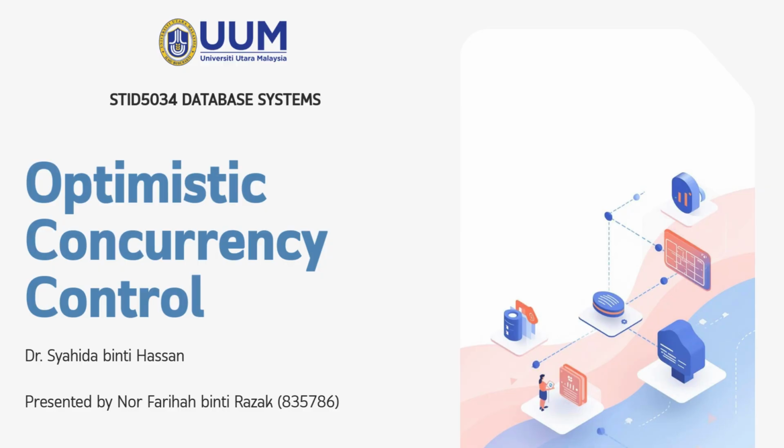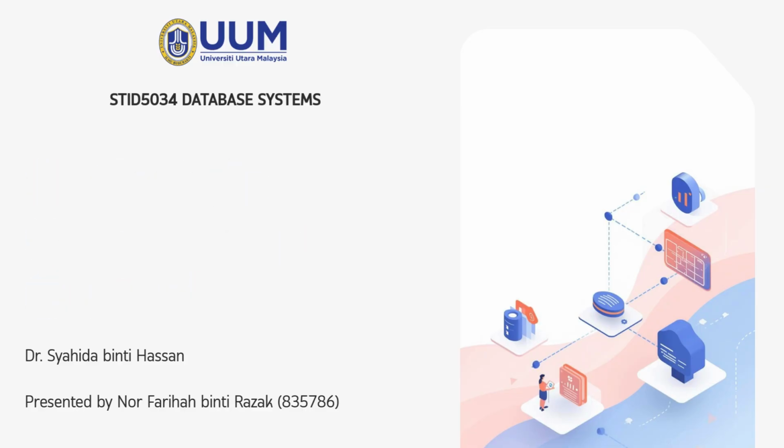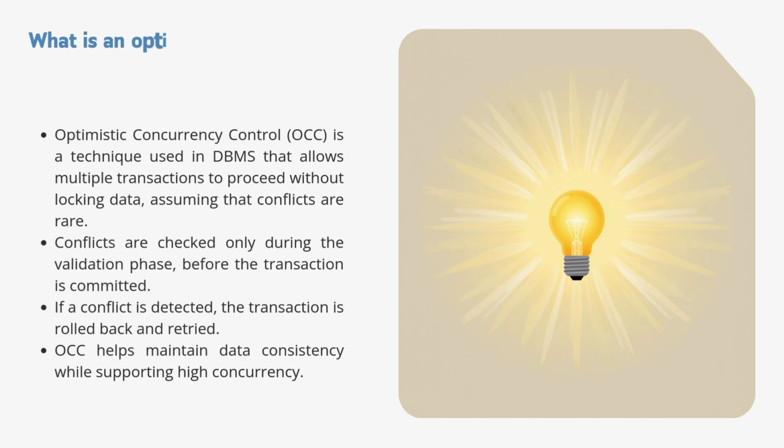Today I will be presenting a topic under chapter 5, which is Optimistic Concurrency Control, OCC. This is one of the important concurrency control techniques used in modern database management systems, especially in high performance systems. To begin, let me explain what optimistic concurrency control means.